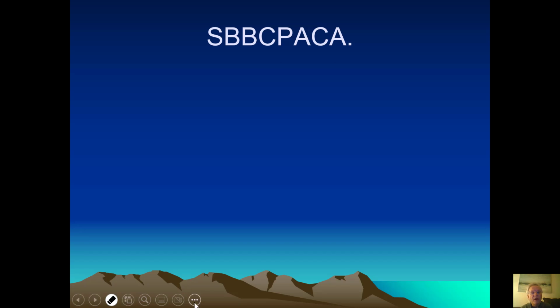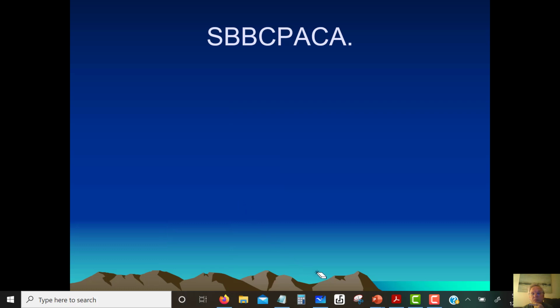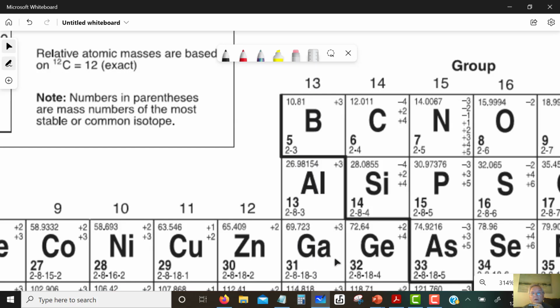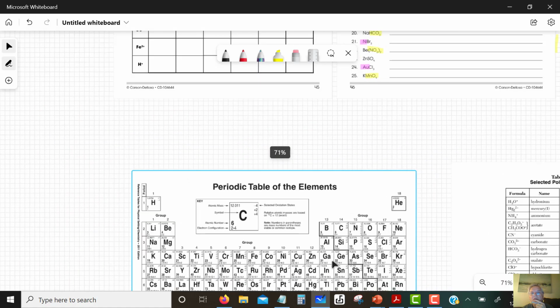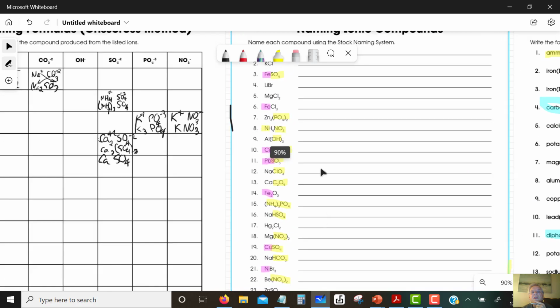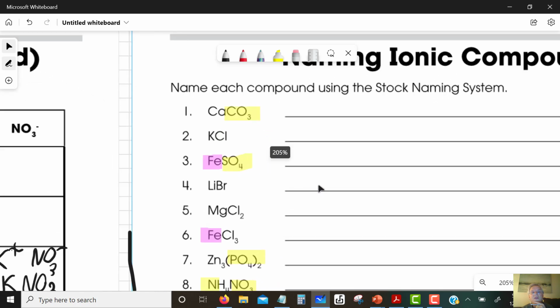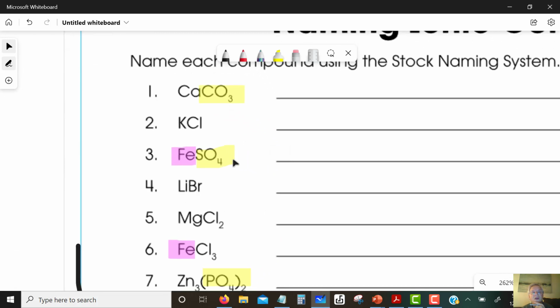So let me just go to the tables here again, the questions, and show you how we would approach those. You can go back and watch any of these review sheets fairly easily. So if it has yellow, if it has pink, that means it's the stock system question. That's a transition metal. So we have to figure out which transition metal it was.